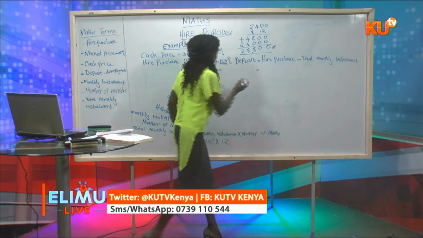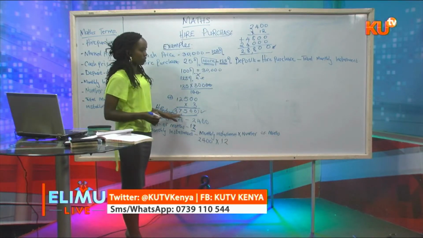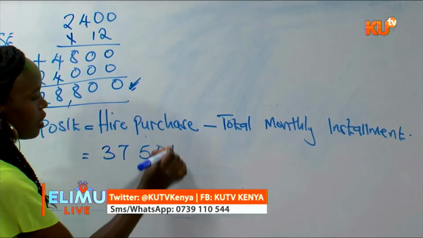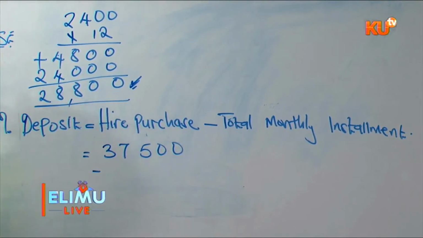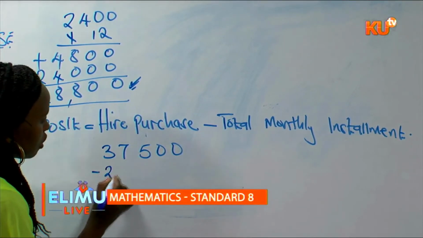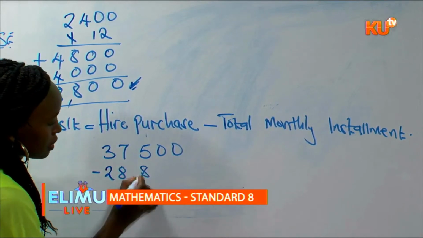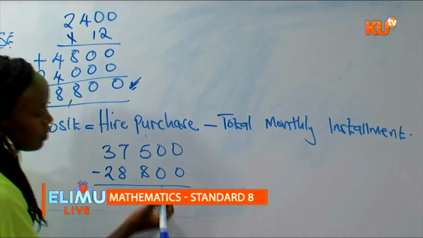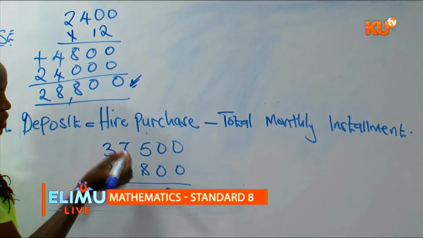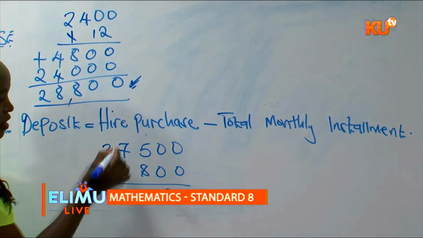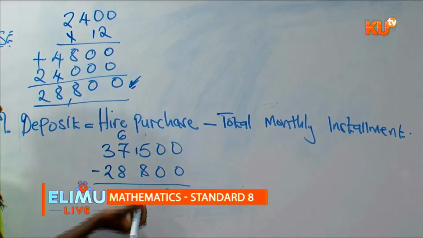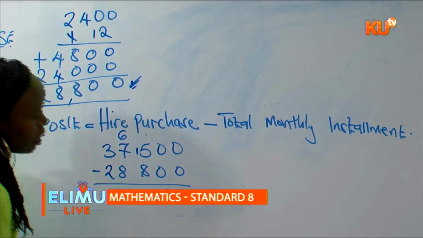I hope you are with me. The hire purchase is 37,500. We subtract, or take away, the total monthly installment, which was 28,800. 0 minus 0 is 0. 5 minus 8, impossible. We borrow 1 from 7, we remain with 6. We bring it here, we have 15 now. 15 take away 8 is 7.